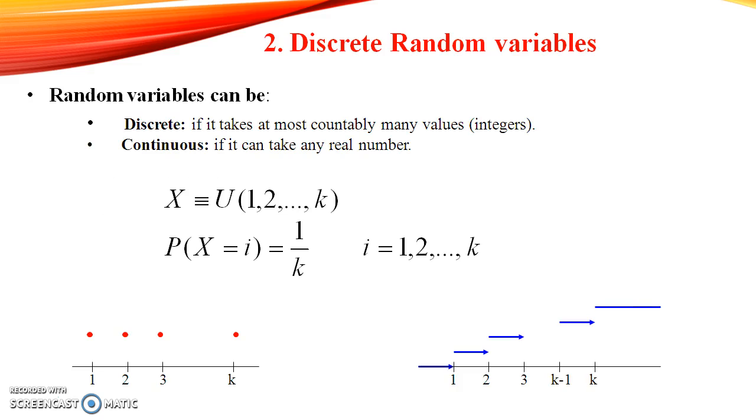There are two types of random variable. First is the discrete random variable and second is the continuous random variable. First, the discrete random variable. What does discrete random variable mean? It takes at most countably many values, that is integers. So it is represented as X = {1, 2, up to k}, P(X = i) = 1/k. This is the discrete random variable, shown in the diagram as 1 to k. The random variable assigns integer values, as shown in the diagram.